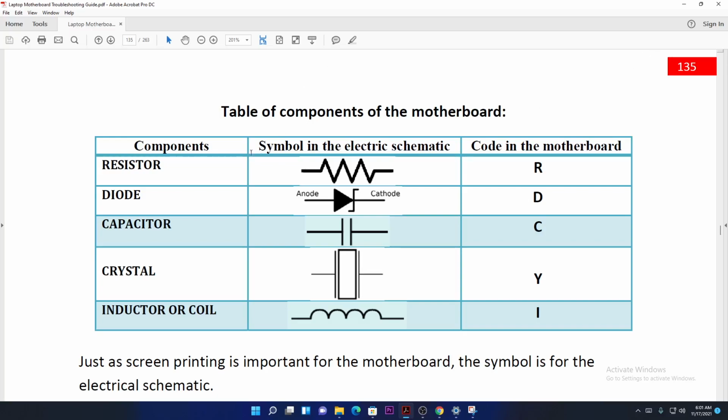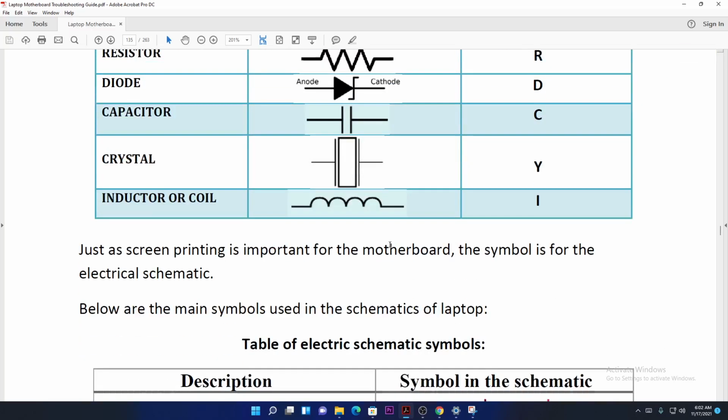First of all, this is the sign of a resistor. I hope you can see the sign of a resistor, and it's represented as R on the motherboard. This is the diode, which is represented as D on the motherboard. We have a capacitor, and this form is a ceramic capacitor. It's represented as C on the board. We have a crystal, which is going to be represented as Y on the motherboard. You will have an inductor or coil, which is going to look like this, and it's going to be L on the motherboard.